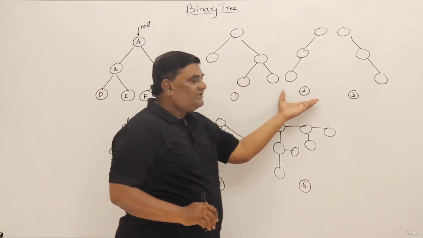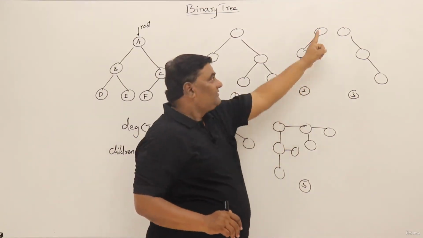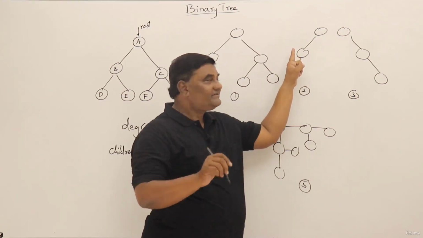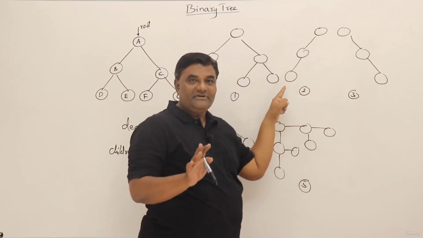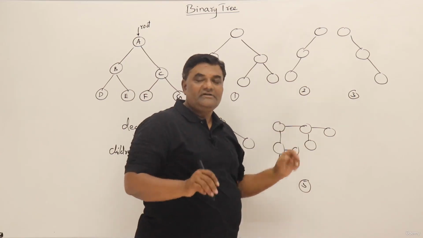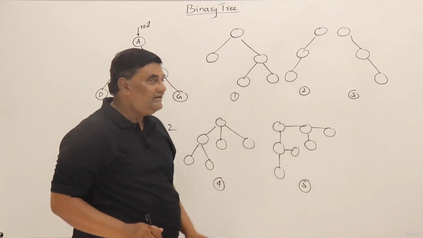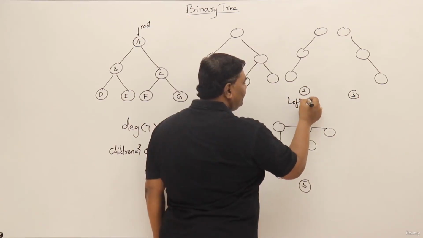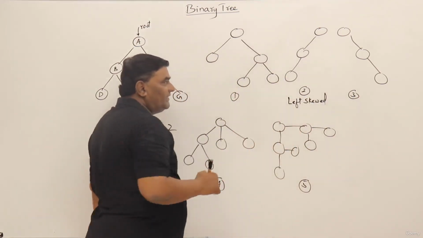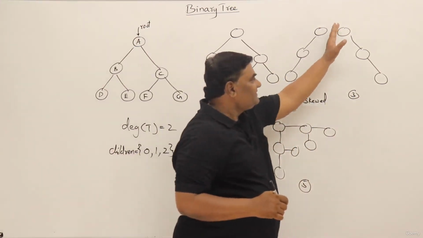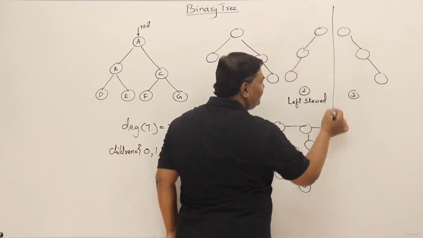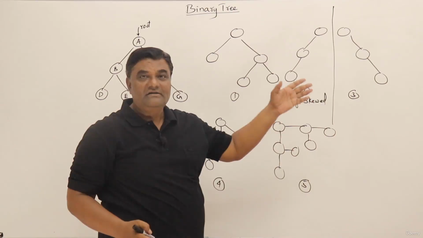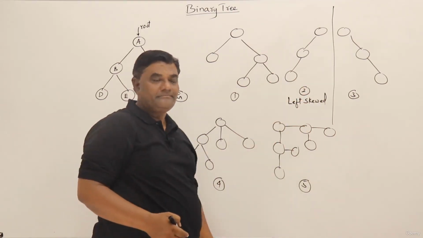What about this? This node, 1 child. Yes, perfect. 0, 1 or 2. Remember this. This node, 1 child. Okay, perfect. This node, 0 children. Perfect. This is also a binary tree, and this type of tree is called a left skewed tree. So this is a left skewed binary tree. And this is another one, the third one. That is also a binary tree, a right skewed binary tree.